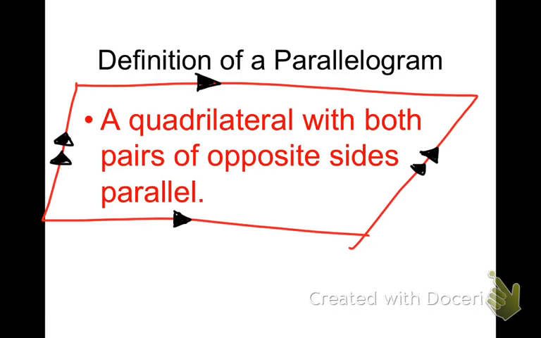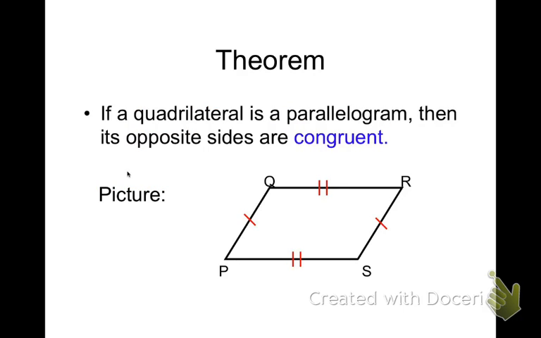Now, we've got a bunch of theorems about parallelograms. They're all pretty obvious. The first one states, if a quadrilateral is a parallelogram, then its opposite sides are going to be congruent. You can make a quick picture. You don't need to put the key Q, P, R, S in there. Just make a parallelogram, show congruency on your opposite sides. So if this was 8, this would be 8. If this was 5, this would be 5. If this was 5 and this was X, what would X be? It would be 5.